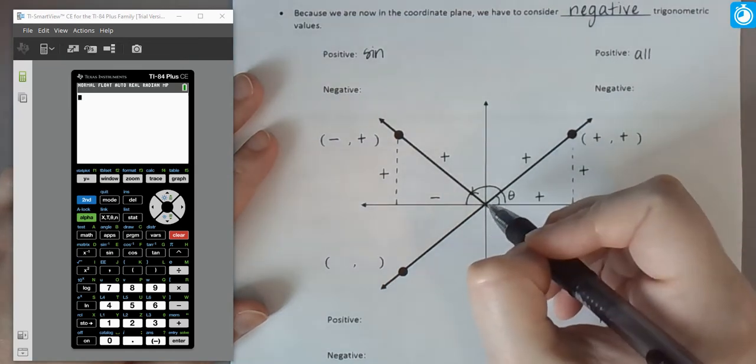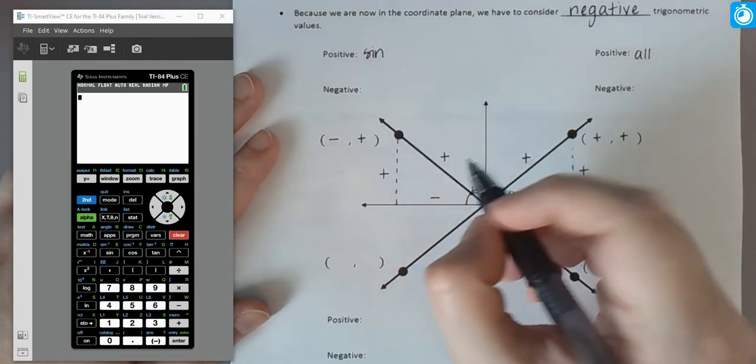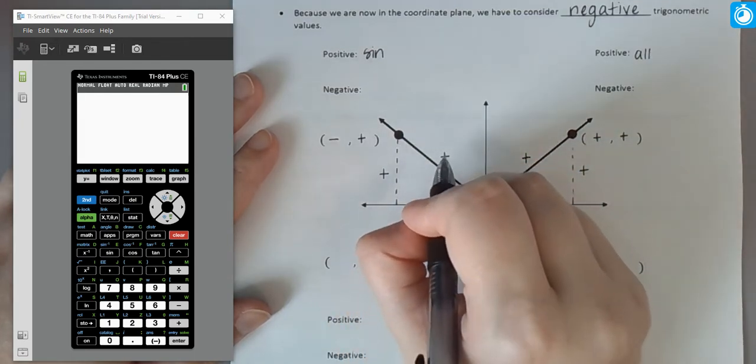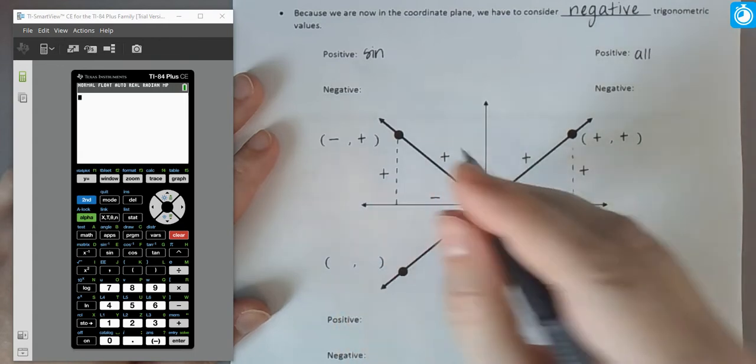Now cosine is adjacent over hypotenuse, in which case we're taking a negative over a positive. The division of a negative by a positive results in a negative.